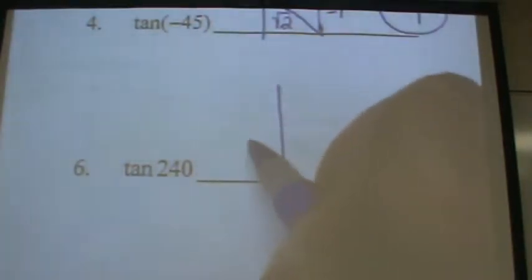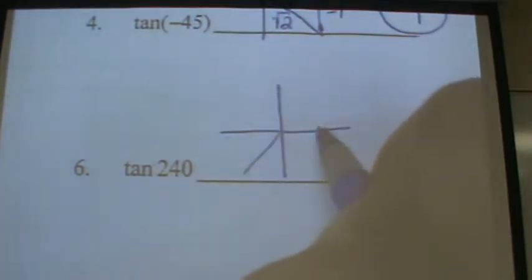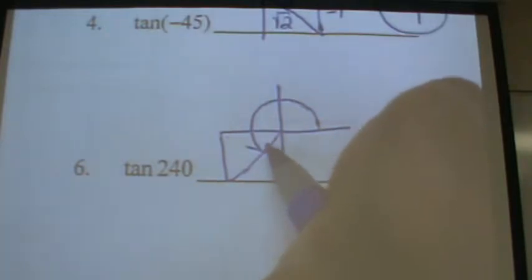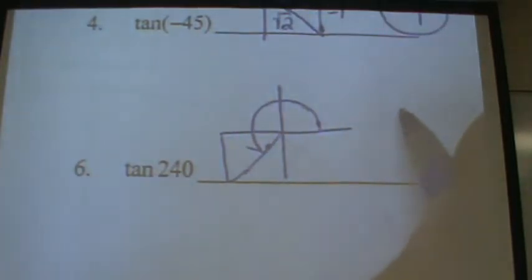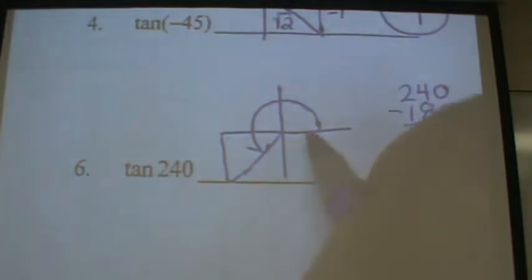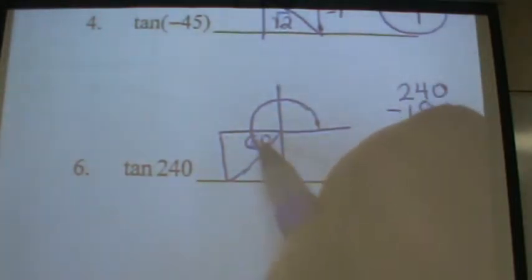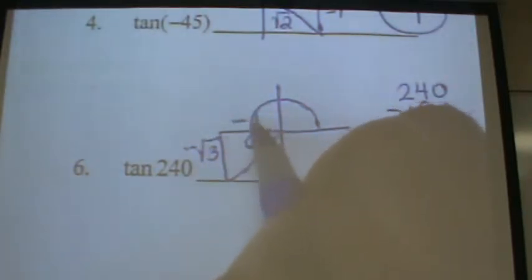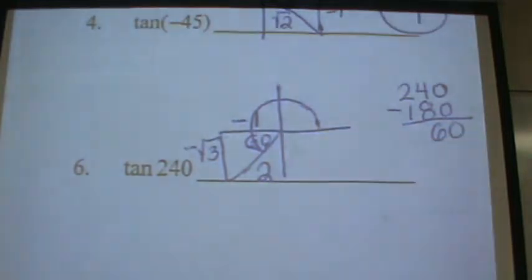Number 6. Tell me where 240 degrees is. The 3rd quadrant. So from here to here is 240. So what's this little triangle right here? 240 minus 180, what do you get? 60. This is a 60-degree angle. So that means this is going to be -√3, this is going to be -1, and this is 2.